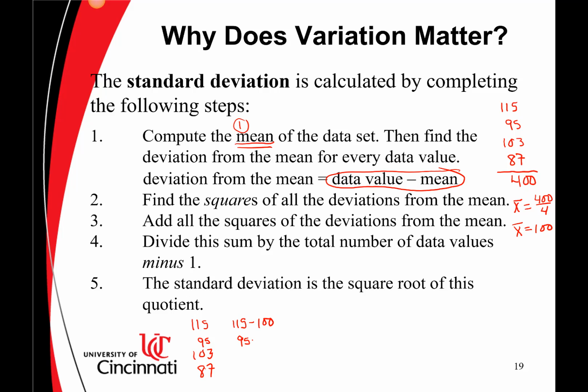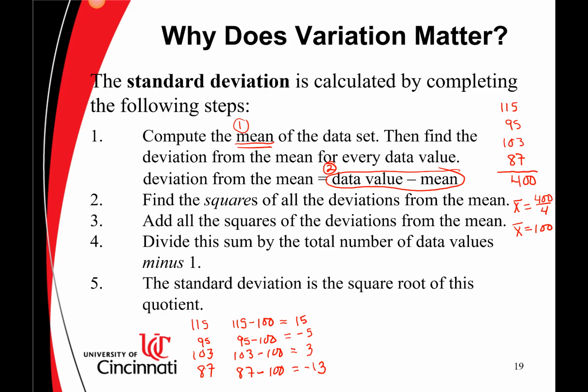We're going to do the 95 minus the mean. The 103 minus the mean. The 87 minus the mean. Okay, so when you figure these out, this first one's going to be 115 minus 100, which gives you 15. 95 minus 100 is a negative 5. This is going to be 3. And this is going to be a negative 13. What we've done in this column here is we've done each data point minus the mean. So there's step 2.